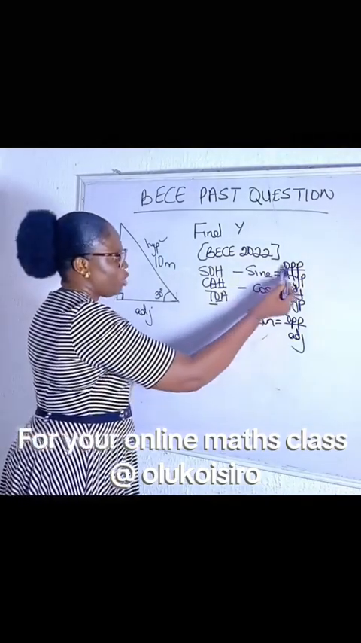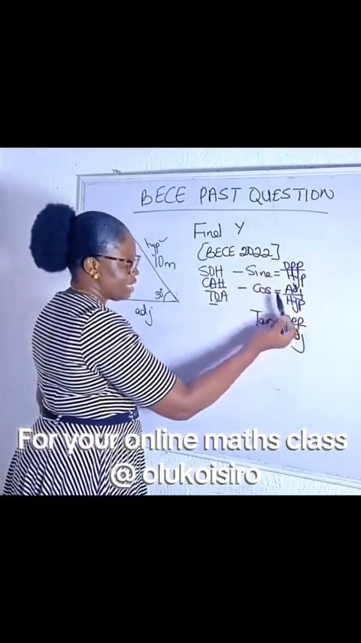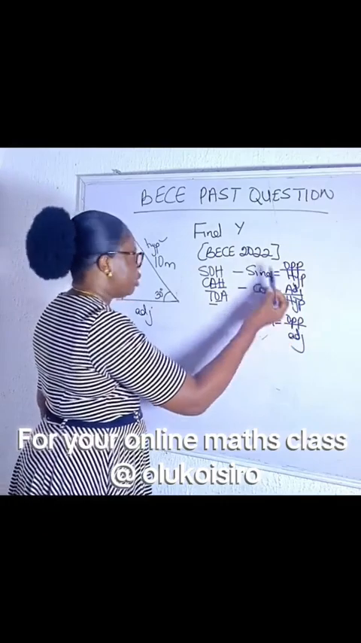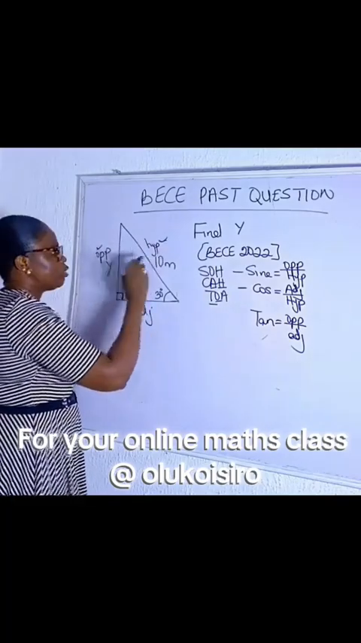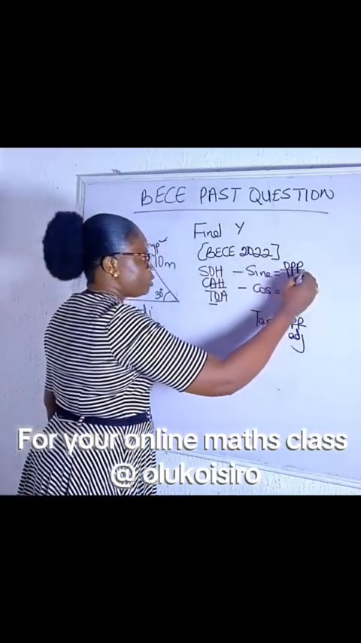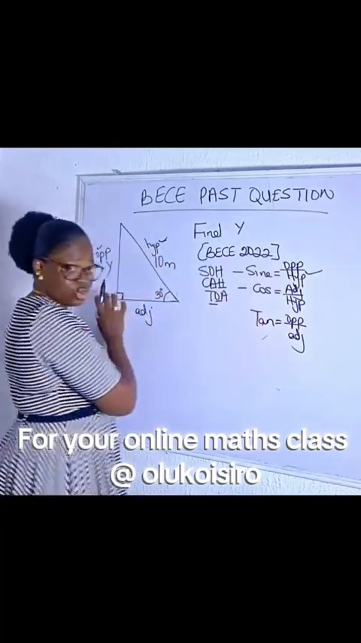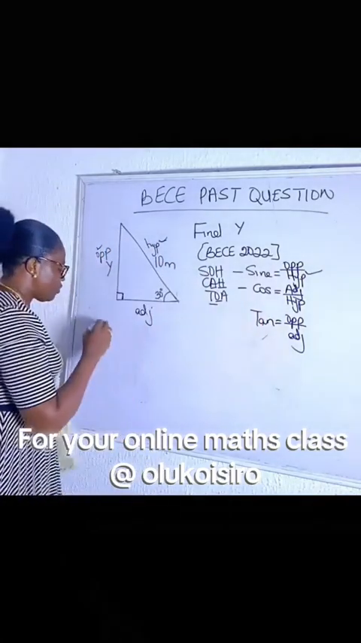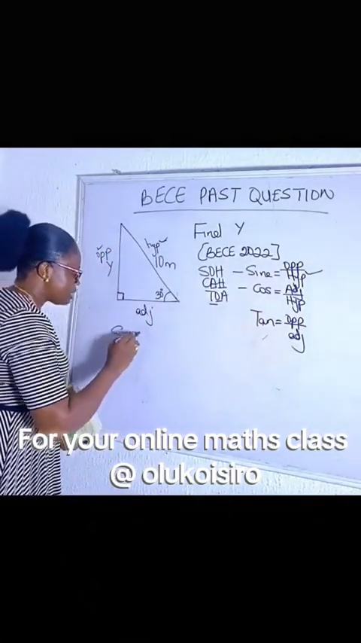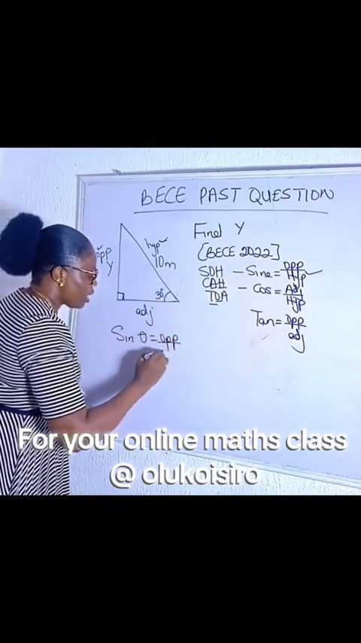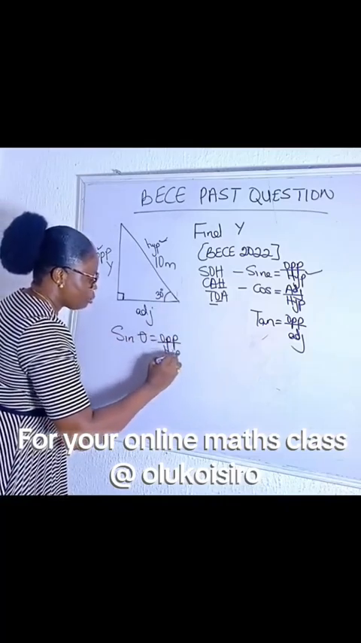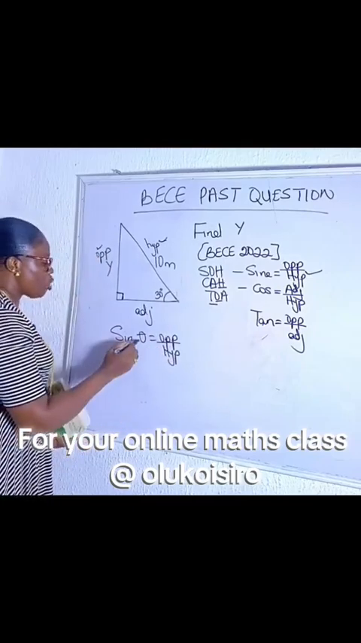We have sine, opposite and hypotenuse. This one is adjacent and hypotenuse, and this one is opposite and adjacent. So the only one that contains what we are looking for, which is opposite and hypotenuse, is sine. So I'm using sine to calculate this one. What is the formula for sine? Sine theta equals opposite over hypotenuse.